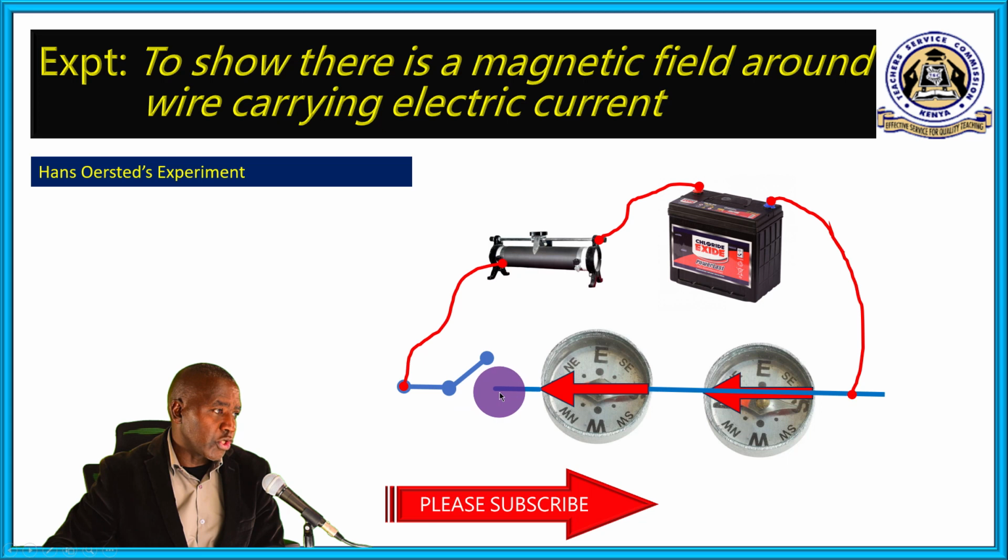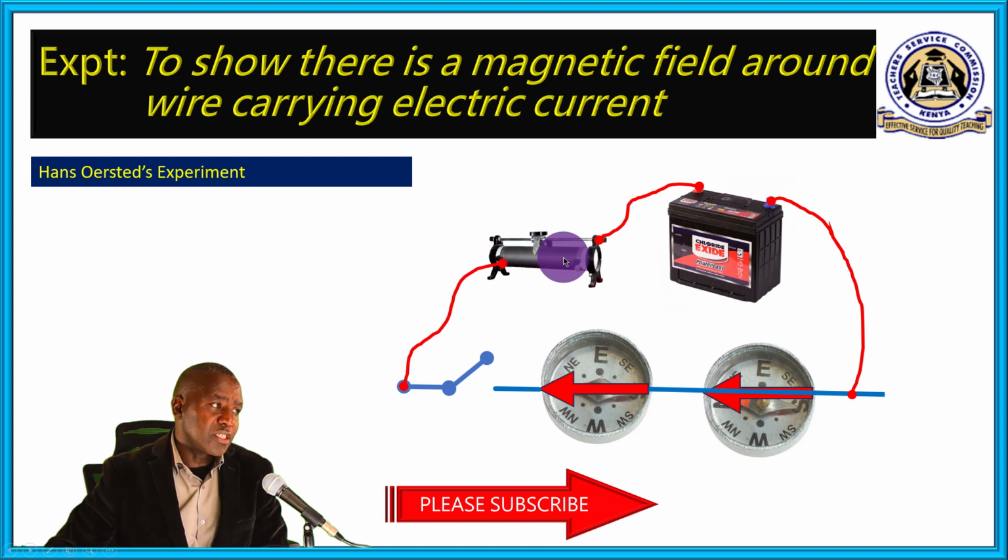When we switch on, there will be electric current flowing through this wire from the positive side of that battery through this gadget here, which we refer to as a rheostat. We are going to look at its function. Then from there, we move over to this switch, and then there is this straight wire, and then it's connected back to the negative side of that battery.